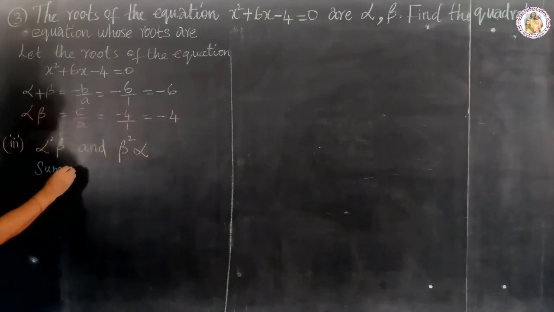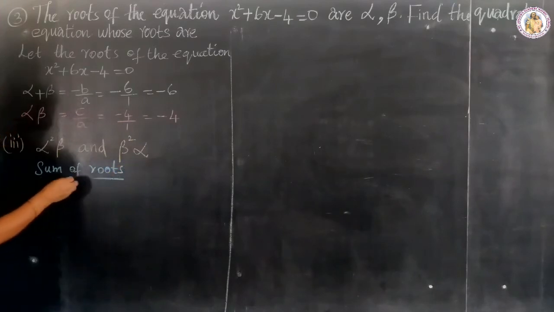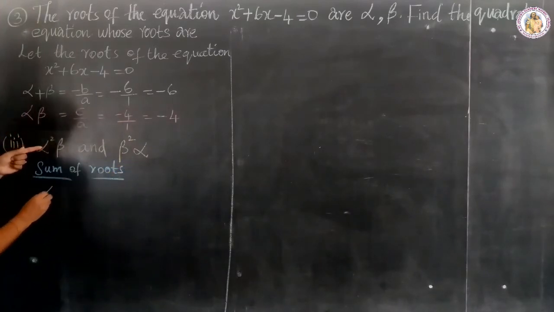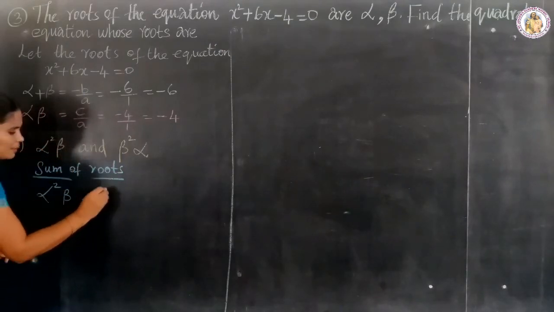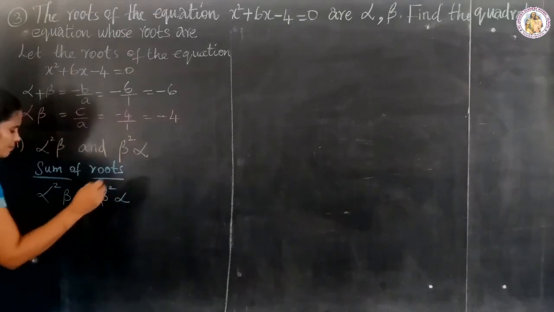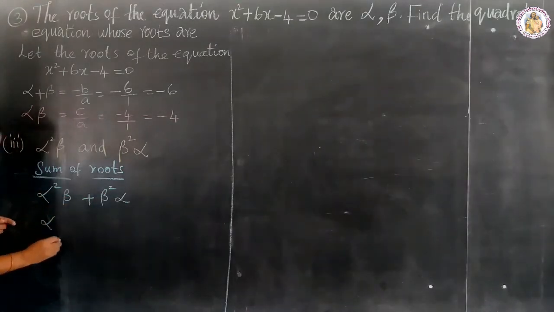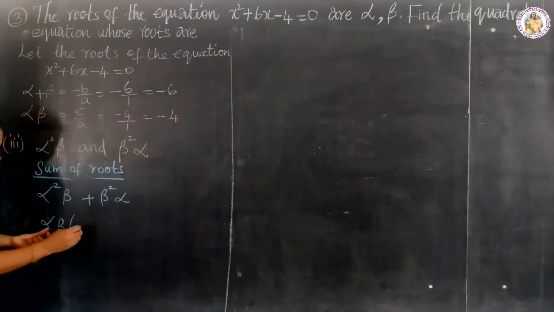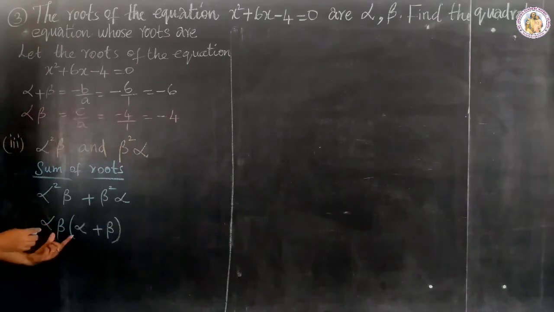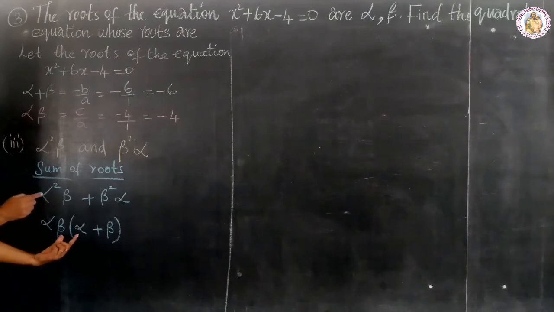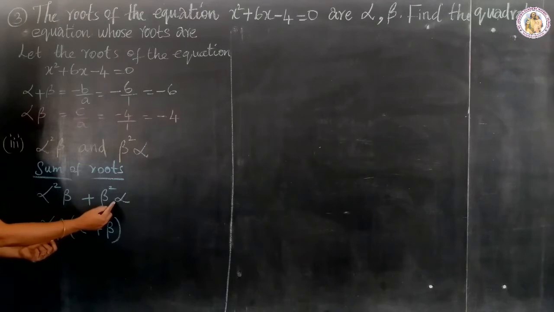First find the sum of the roots. Sum of the roots: alpha square beta plus beta square alpha. Now you can see alpha beta is common. So taking alpha beta outside the bracket, multiply with alpha plus beta. If you multiply alpha into alpha, alpha square into beta, and alpha beta into beta, beta square.